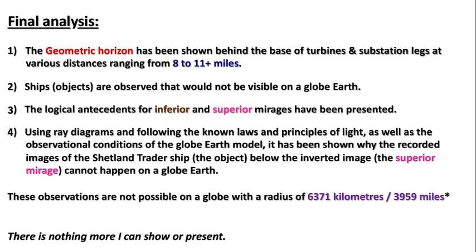4. Using ray diagrams and following the known laws and principles of light, as well as the observational conditions of the globe Earth model, it has been shown why the recorded images of the Shetland trader's ship, the object, below the inverted image, the superior mirage, cannot happen on a globe Earth. These observations are not possible on a globe Earth with a radius of 6,371 kilometers or 3,959 miles.